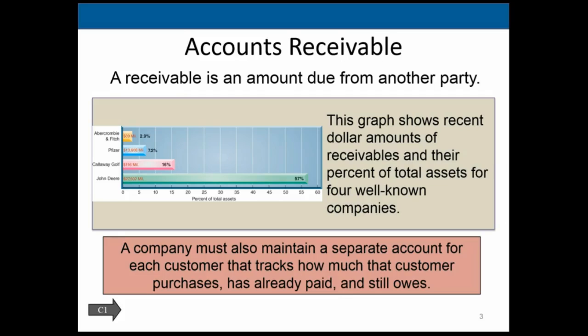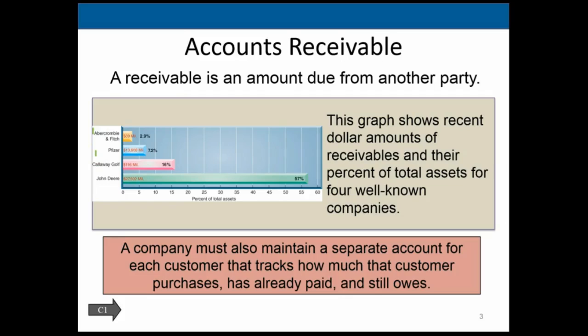So, the graph shows recent dollar amounts for receivables and their percent of total assets for well-known companies. And you can see, of course, that there's a big difference in terms of receivables in relation to total assets depending on the type of company that we are talking about.